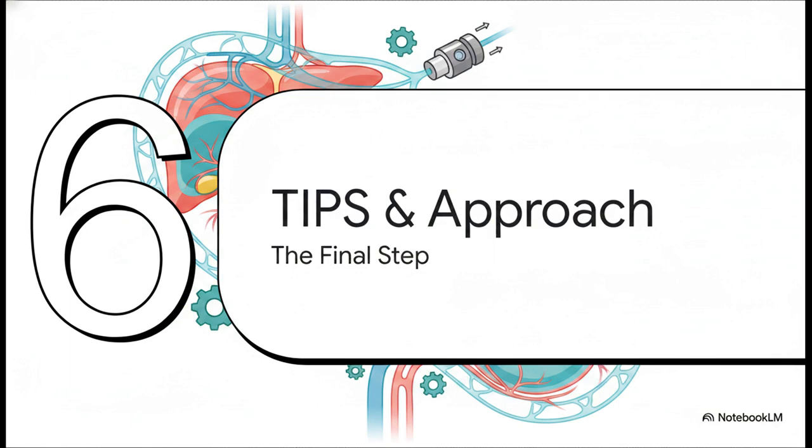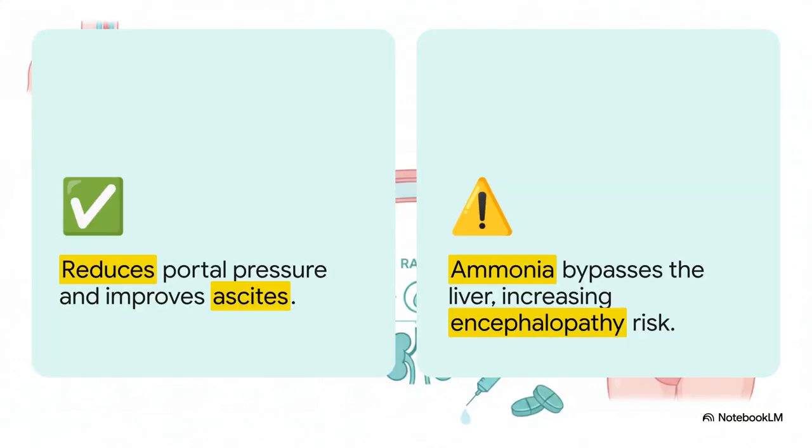Finally, part 6, tips and final clinical approach. So let's say we've tried the diet, we've maxed out the diuretics, and we've done the paracentesis. What if the fluid just keeps stubbornly coming back? Eventually, we have to bypass the problem mechanically. And this brings us to TIPS, the transjugular intrahepatic portosystemic shunt.